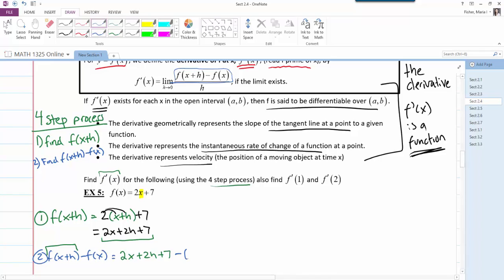So I have to subtract the given function. Well, what's my f of x? My given function is 2x plus 7. So I need to subtract off 2x plus 7.